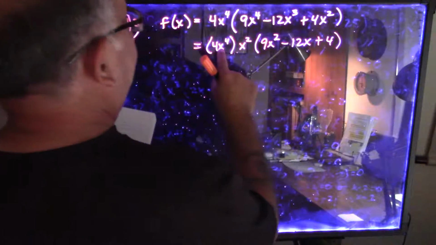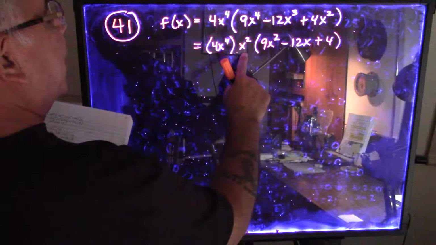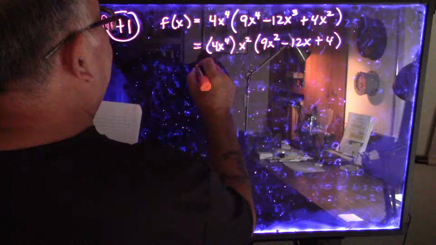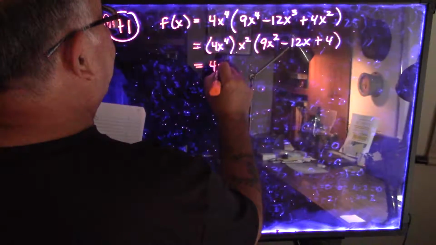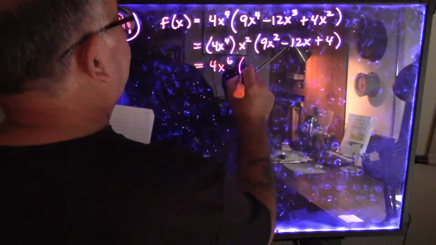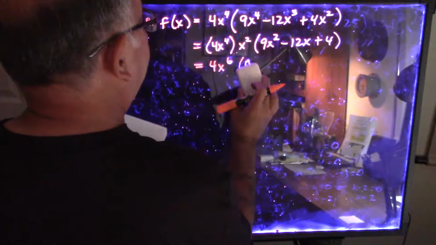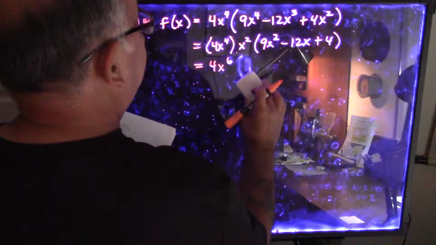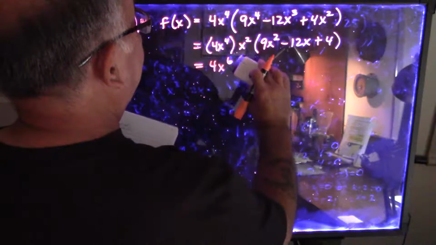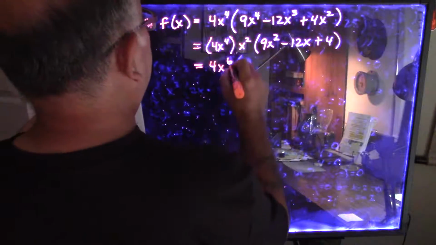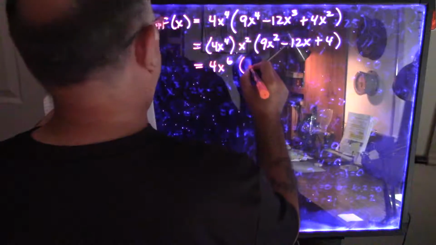And now we've got x to the 4th times x squared is x to the 4 plus 2, right? X to the 6th. So this is 4x to the 6th, and then 9x squared. Well, actually, I can factor that last factor there, which I will do. So that's 3x minus 2 quantity squared.